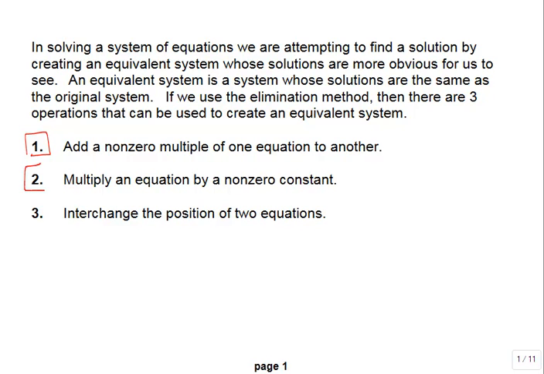The second operation here is a little bit simpler. Here all we're doing is multiplying an entire equation by a constant. And the third operation we're allowed to do is to just interchange the position of two equations. It shouldn't matter which equation is on top, so you can switch back and forth.